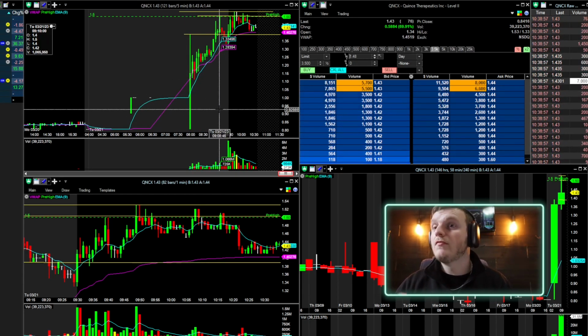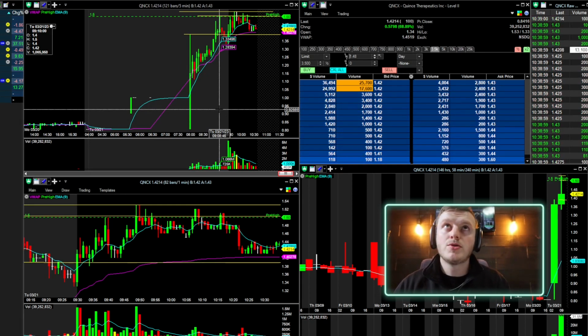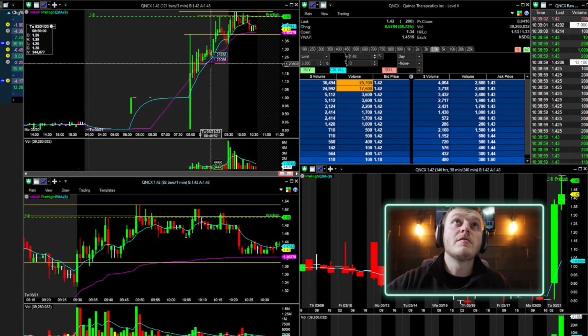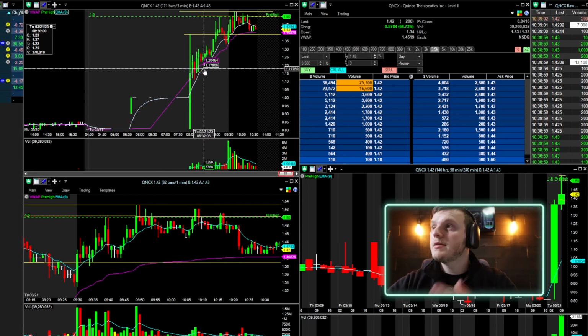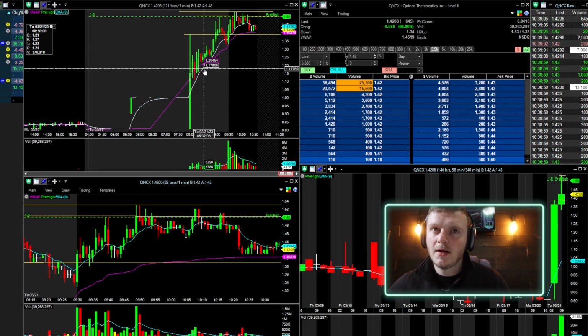Another tip on volume before I go too much in depth is that's why I use the VWAP, the volume weighted average price. Now we're going to get into that in the next part.